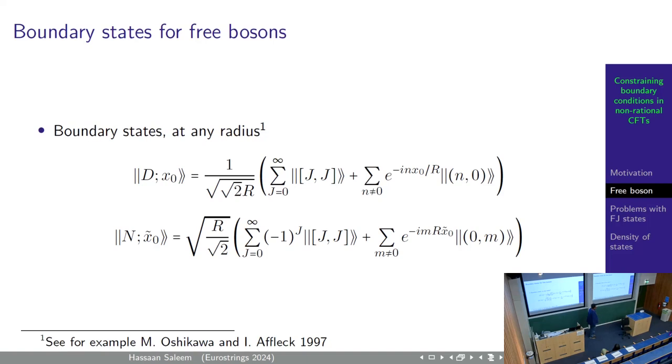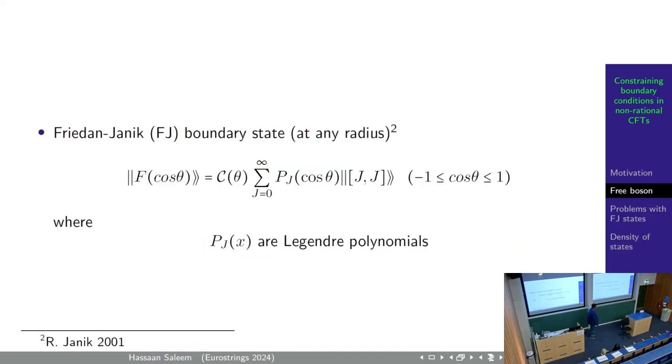Okay, so there is another boundary state that was proposed by Friedan and then worked out by Janik in 2001. In these boundary states, you can see that only the JJ states appear. And these coefficients are nothing but the Legendre polynomials. And these polynomials were determined by Janik in 2001.